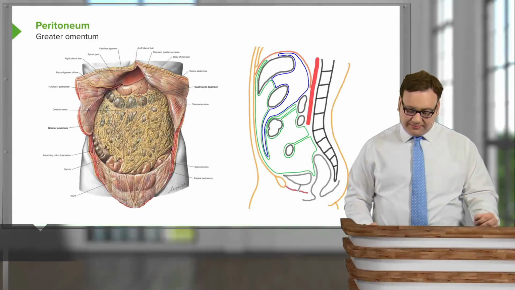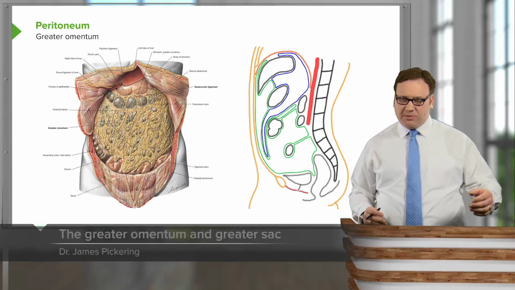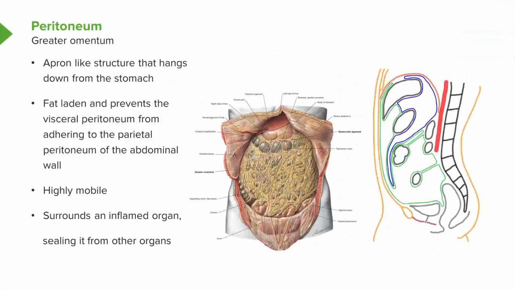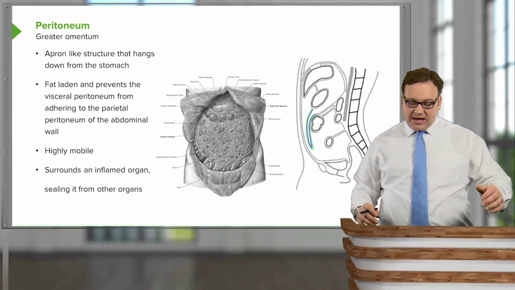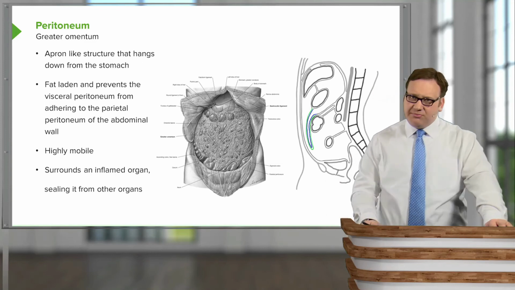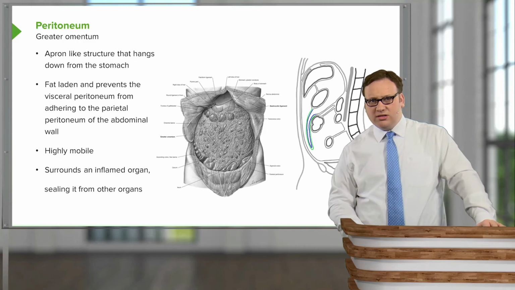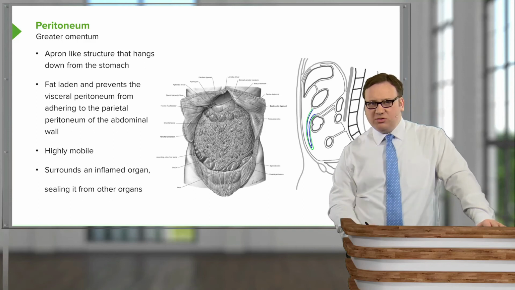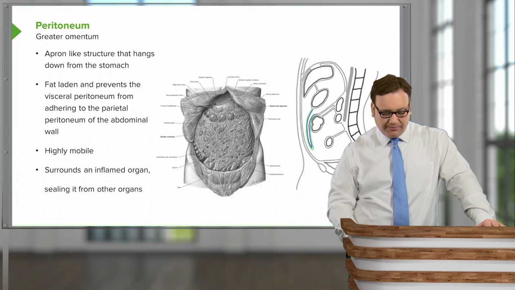The greater omentum. The greater omentum is this apron-like structure that I've spoken about. Here we can see it hanging down from the stomach and then running back up towards the transverse colon. It's pretty fatty, and it's really important because it actually prevents the visceral peritoneum that's adhering around the organs from attaching to the parietal peritoneum of the abdominal wall. So it forms a nice kind of apron-like boundary.